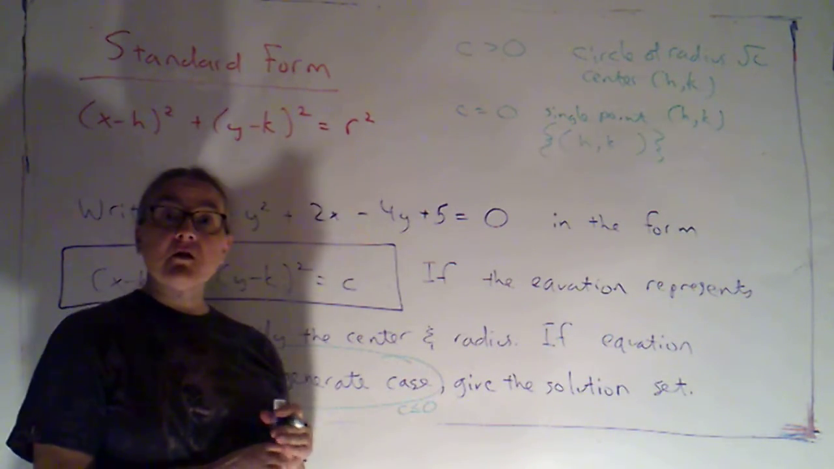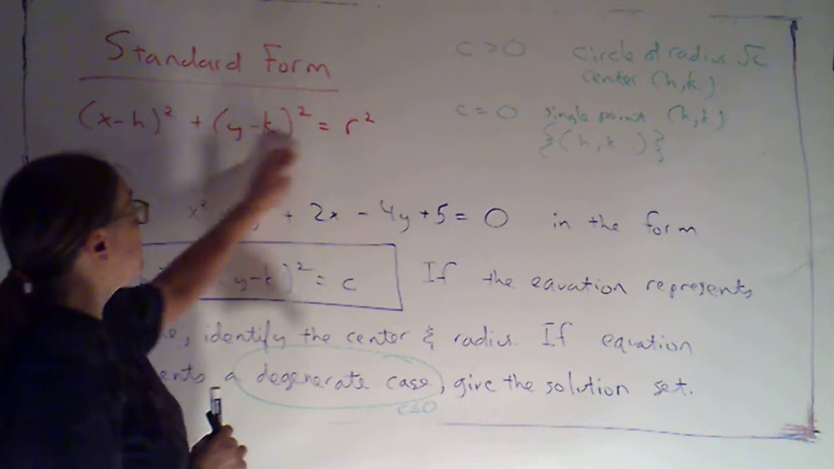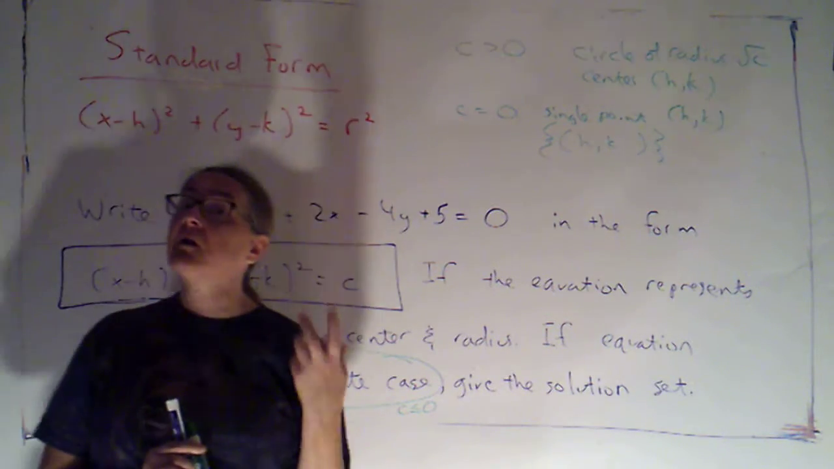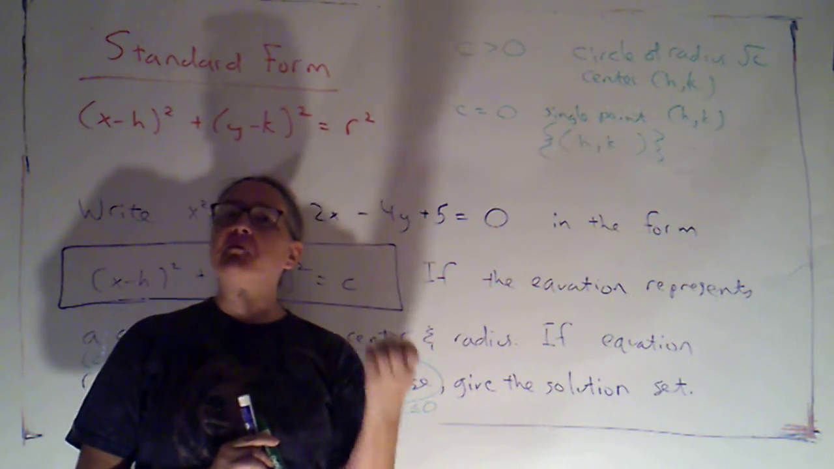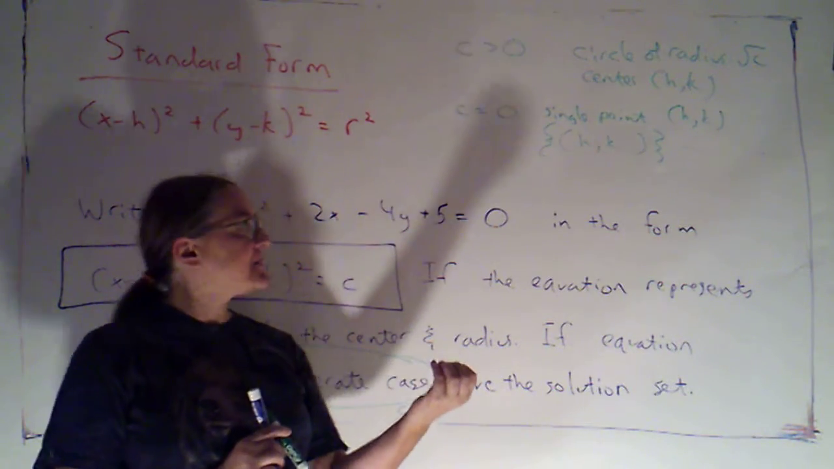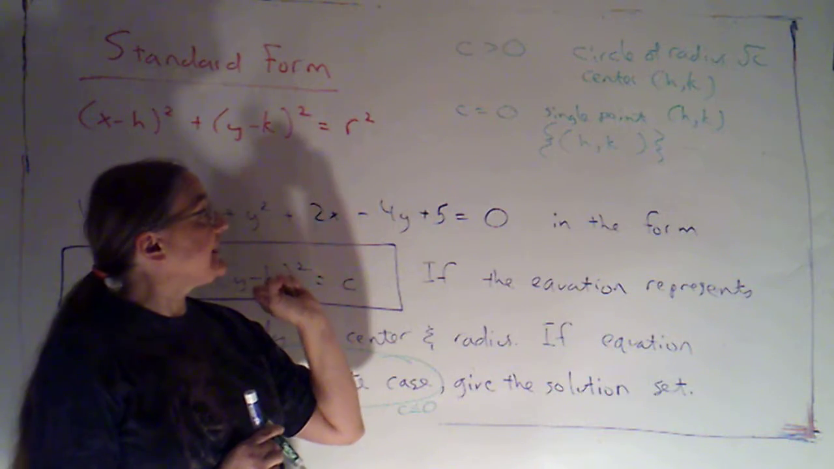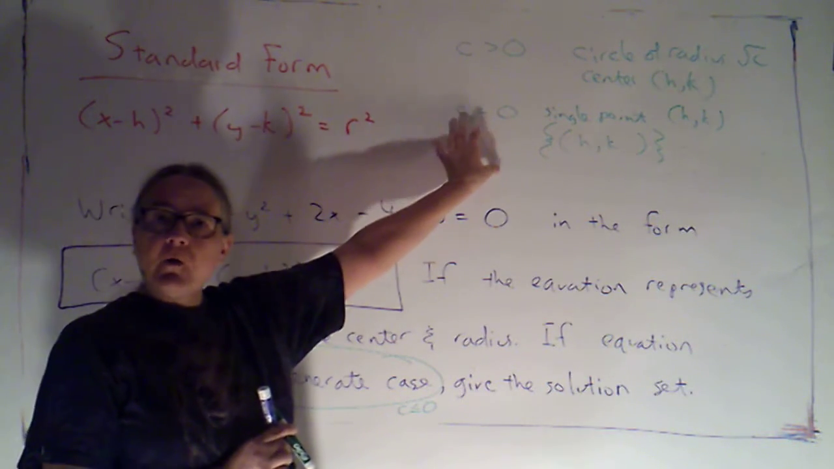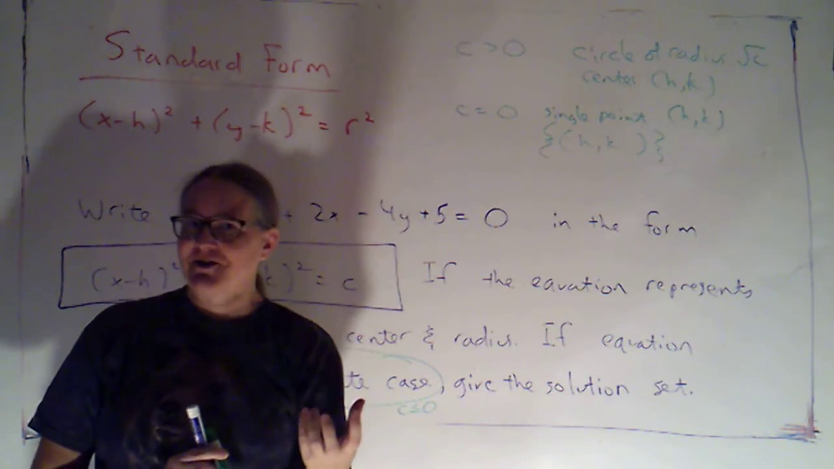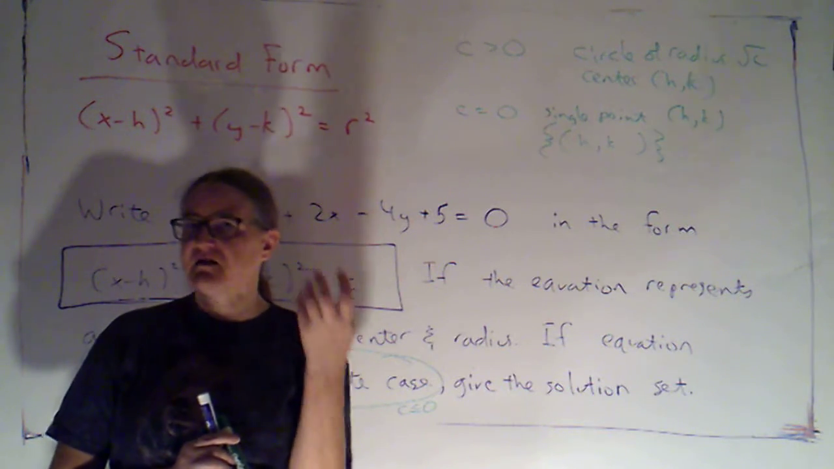But notice, because this is an equation in 2 variables, the solutions are not numbers. The solutions are points or ordered pairs. So we would get a single point in the xy plane. Some books would call this situation a degenerate circle. It's like a circle of radius 0.